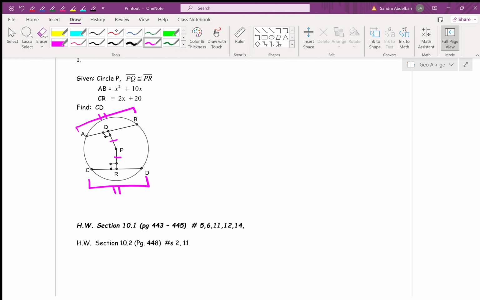They're telling us that AB is represented by x squared plus 10x. Now be very careful. I am not saying CD is 2x plus 10. Not CD. CR is 2x plus 10. Oh, sorry, 2x plus 20. Thank you. Biggest mistake. Kids want to be robots, so they just say x squared plus 10x equals 2x plus 20. Is that correct? No, because the 2x plus 20 is just part of it. It's not the full CD.